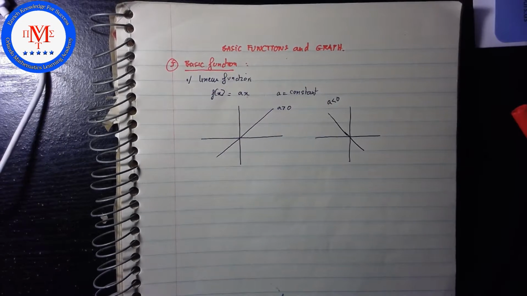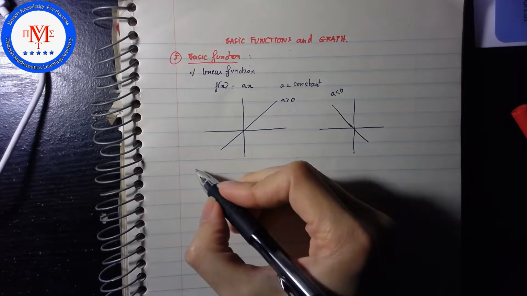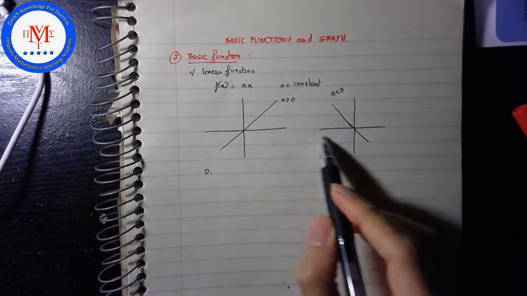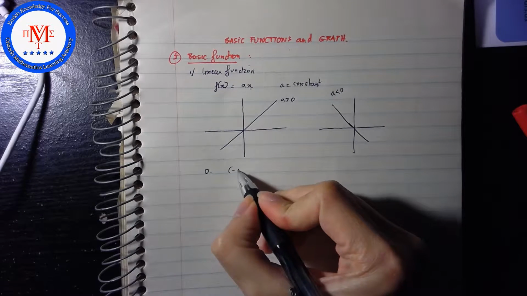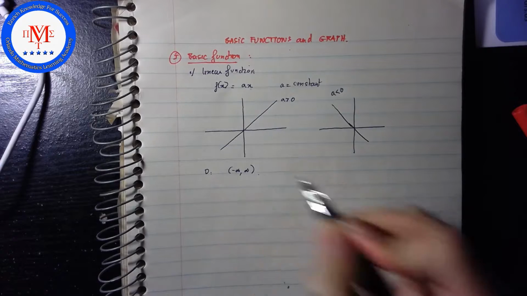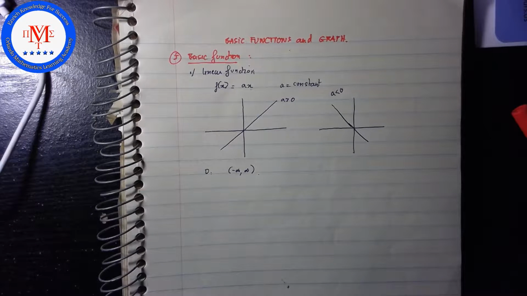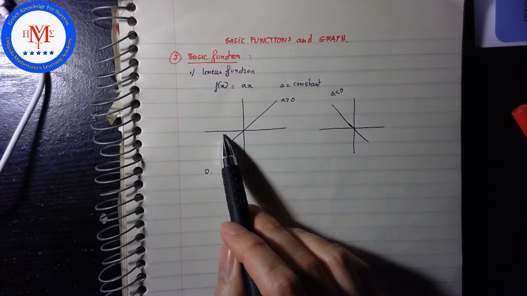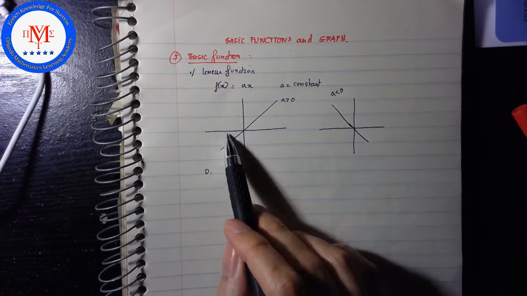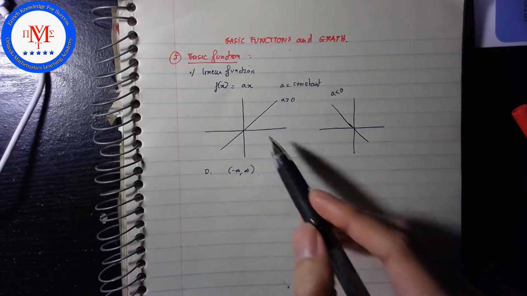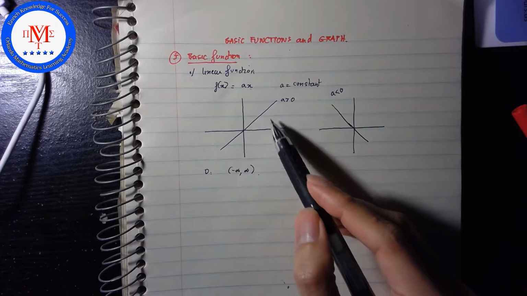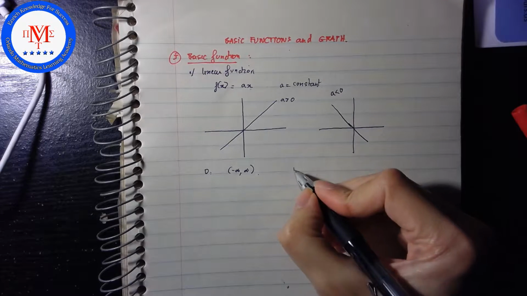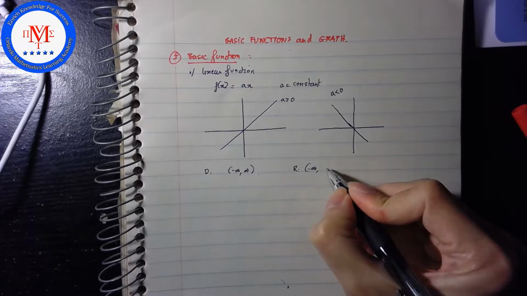And the domain for the linear function, of course, is from negative infinity to positive infinity, because every point on the x-axis, we can define a point on the line. Every point here defines a point on the line, and so on for this too. And the range, of course, is also from negative infinity to positive infinity.